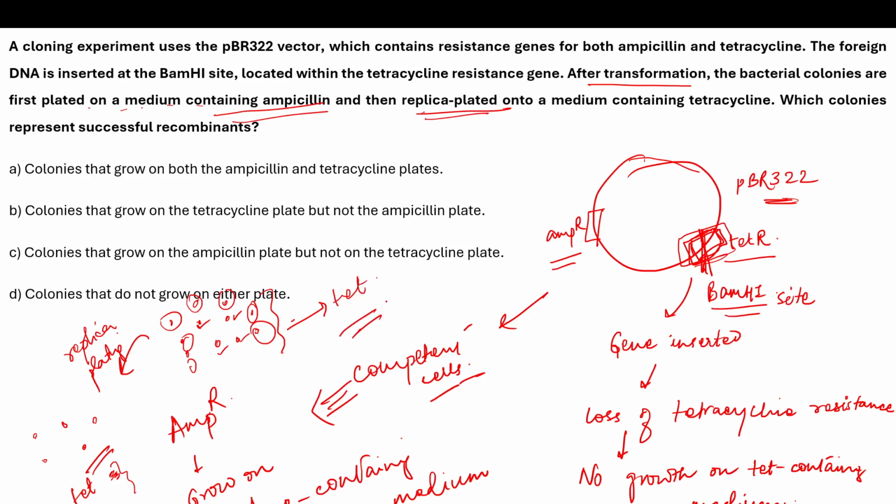Because these cells have taken up the recombinant plasmid with the gene of insert in this particular restriction site. All right. So this overall thing is something which is called insertional inactivation, right?